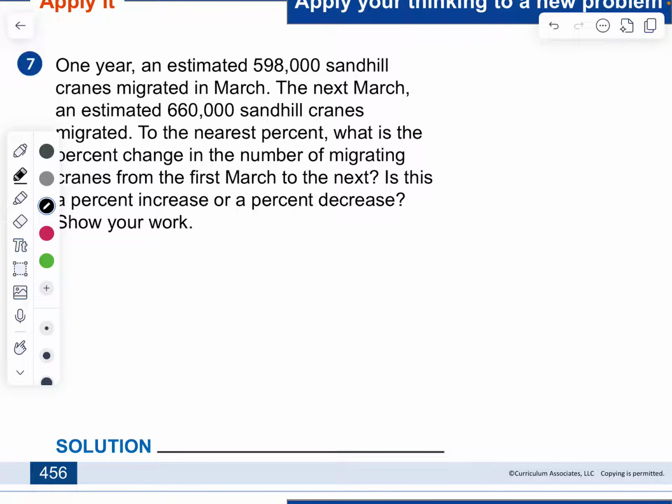One year, an estimated 598,000 sandhill cranes migrated in March. The next March, an estimated 660,000 sandhill cranes migrated. To the nearest percent, what is the percent change in the number of migrating cranes from the first March to the next? Is this a percent increase or a percent decrease? Well, we can answer part of this without even doing any math. We went from 598,000 to 660,000, so we know that this is a percent increase.